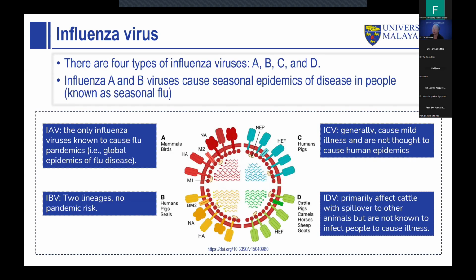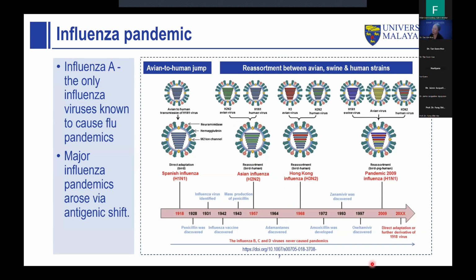So influenza virus, there are 4 types. The virus is an enveloped, segmented, negative-strand RNA virus. Out of these 4 types, only influenza A and influenza B currently cause seasonal epidemics in people, what we call seasonal flu. C can cause infection in humans, but it's usually mild, so it's not really involved in any epidemic. And D normally causes infection in animals. So to date, of influenza A and B, only influenza A is known to cause a flu pandemic.